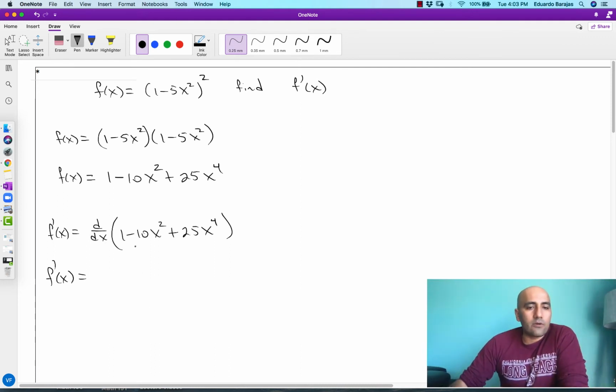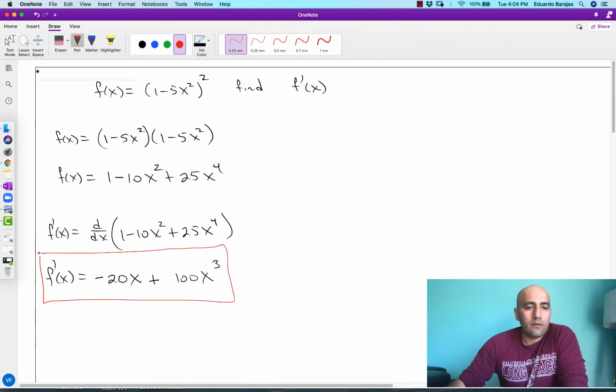Derivative of 1 is 0. The derivative of this middle term will be equal to negative 20x to the power of 1 plus 100x to the power of 3. There, that's our answer. And we achieved it by FOILing this whole thing out and then taking the derivative. That's a fantastic option. Option number 1, expand.